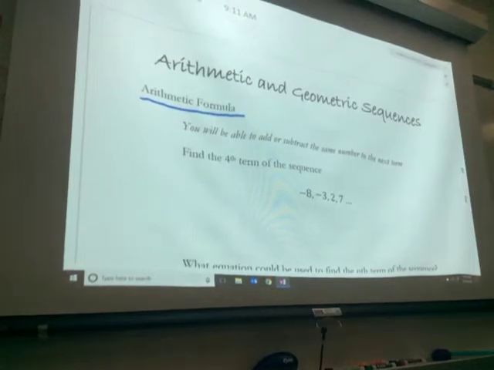Okay, arithmetic and geometric sequences. Something is a sequence if you can find a pattern. Now, I just need you to understand there's two options here. Your pattern can either be adding or subtracting, which would be arithmetic. What do you think would make something geometric? Multiplying or dividing. It's really that simple.